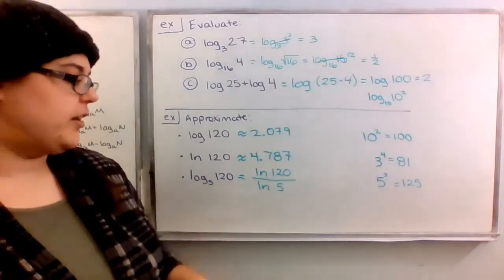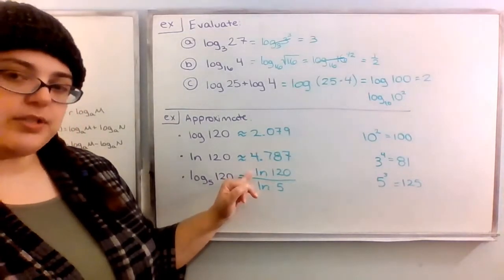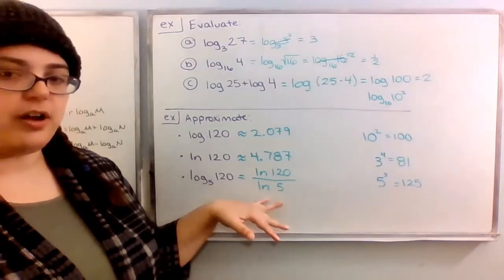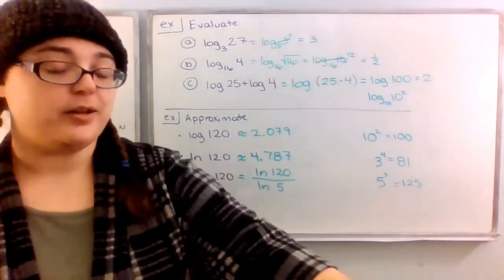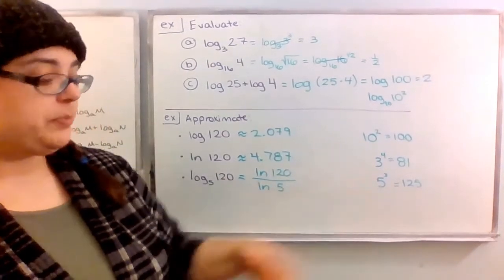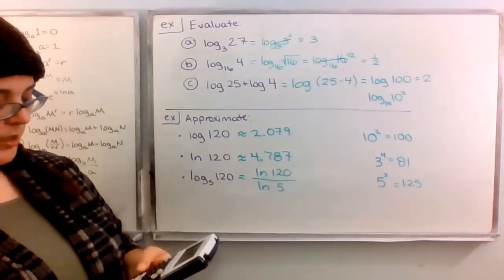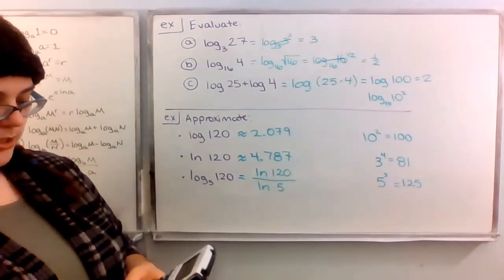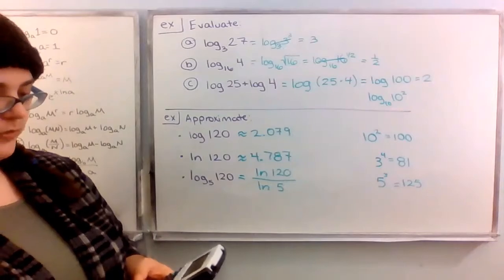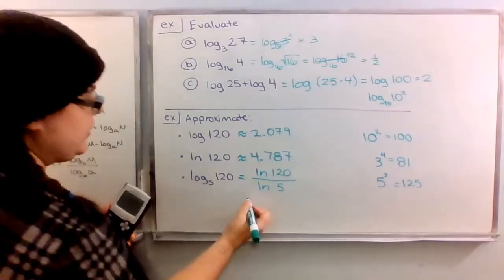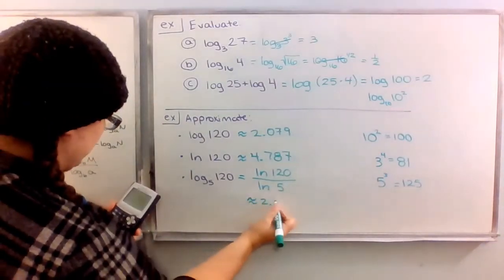So on my calculator, I'm going to type in the natural log of 120 divided by the natural log of 5, and that will give me an approximation that should be pretty close to 3. So natural log of 120 divided by the natural log of 5, and that gives me 2.975.